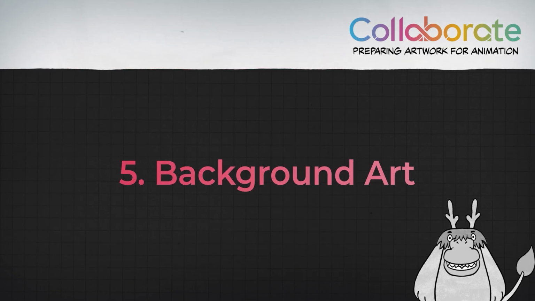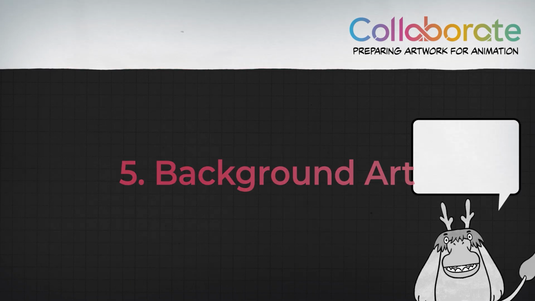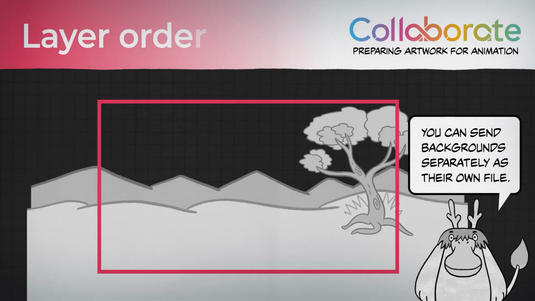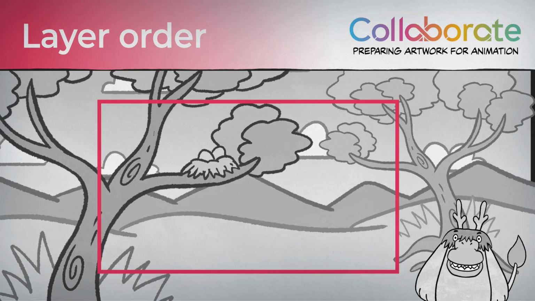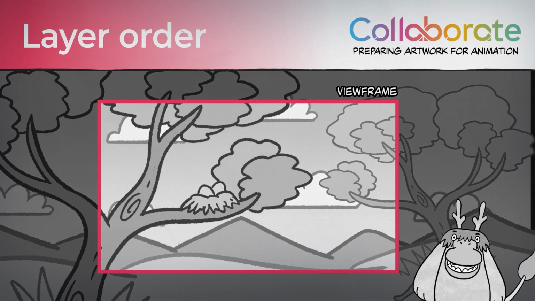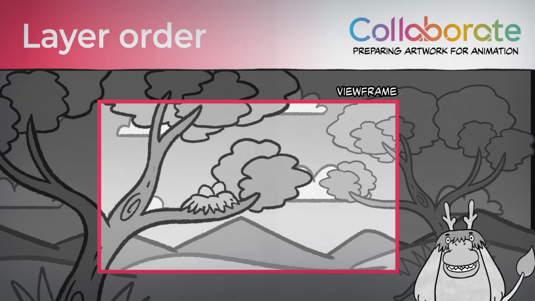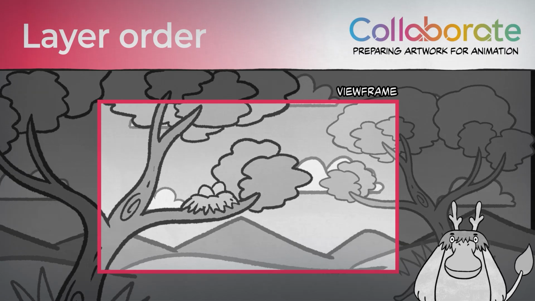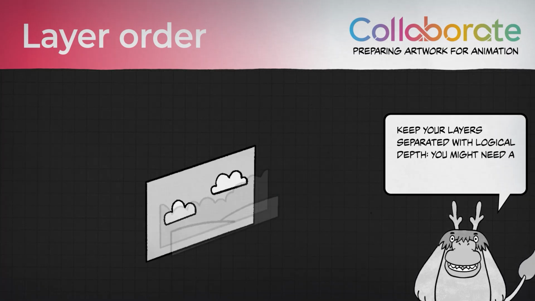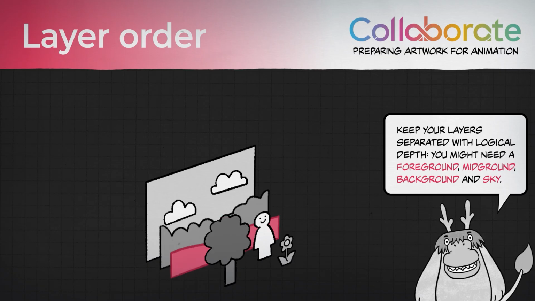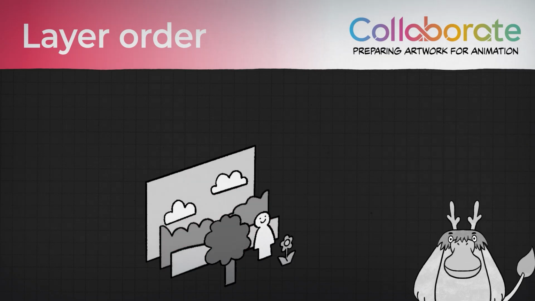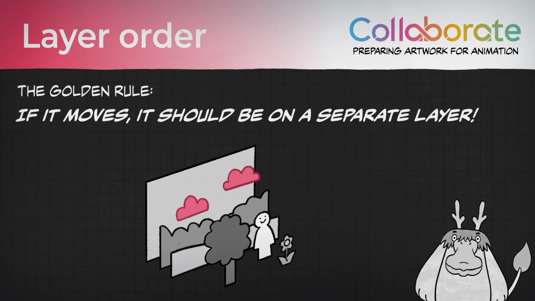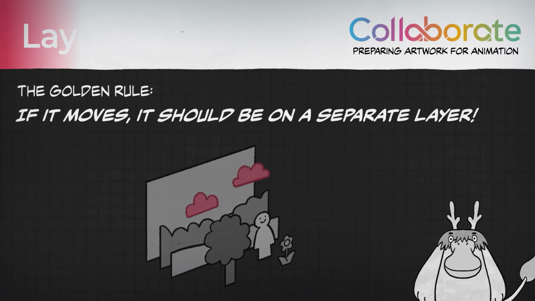Part 5. Background art. You can send backgrounds separately as their own file. Often backgrounds will need to be larger than the frame to allow for camera movement or to create a parallax effect. You can mark the view frame with a red box on a separate layer if you'd like. Keep your layers separated with logical depth. You might need a foreground, midground, background, and sky. For example, foreground foliage should be at the top, and clouds should be on a separate layer so they can drift gently. Remember, if it moves, it should be on a separate layer.